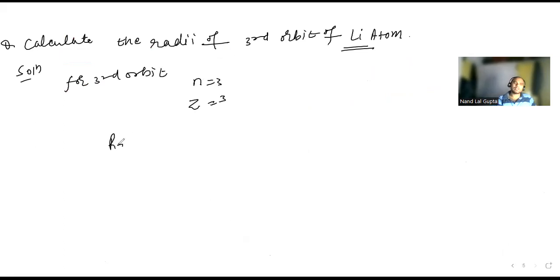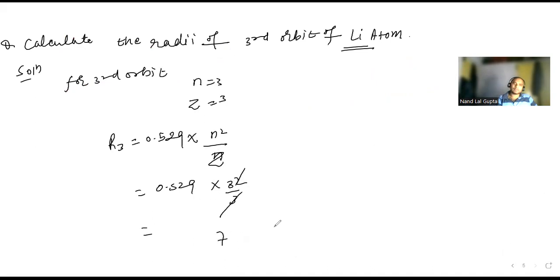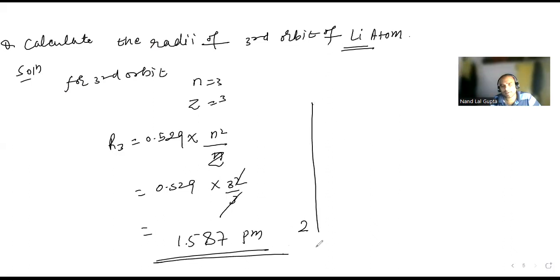So R3 is equal to 0.529 into 3 square by 3. 3 square by 3 is 9 by 3, which is 3. So 0.529 into 3. 3 twos are 6, 6 plus 2 is 8, 3 fives are 15. So 1.587 picometer. Understood? Can I erase?